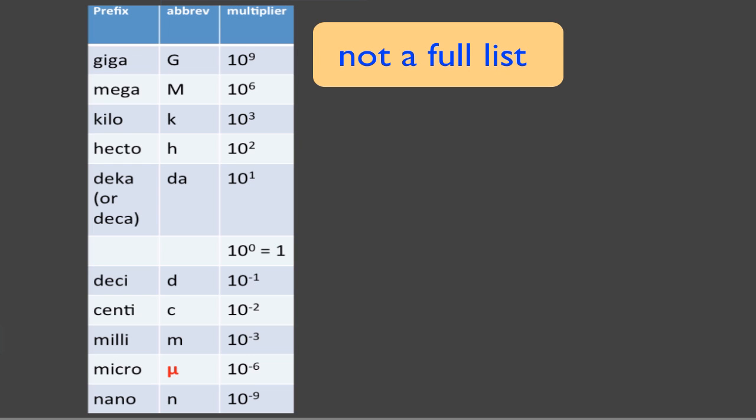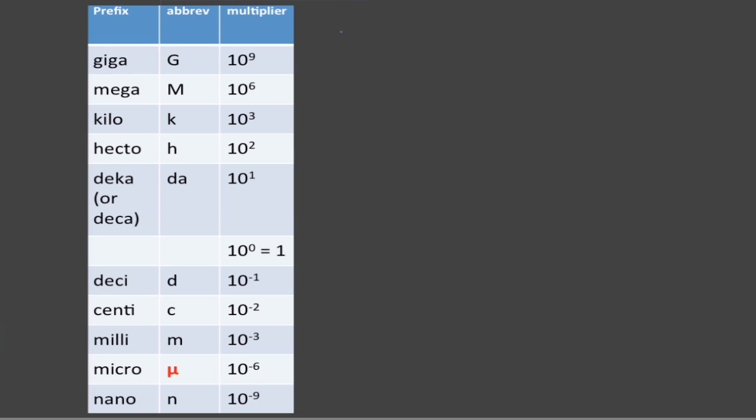This is a list of metric multipliers. It is not a full list, but it is a list of the ones that you need to memorize. Others you can look up. What do metric multipliers mean?